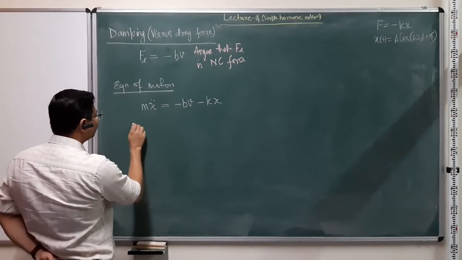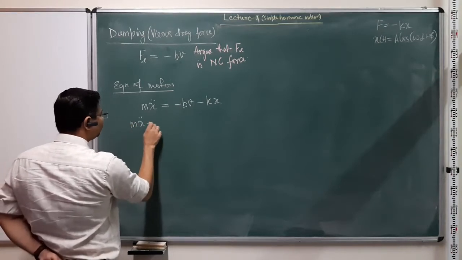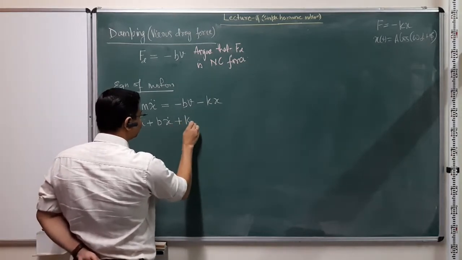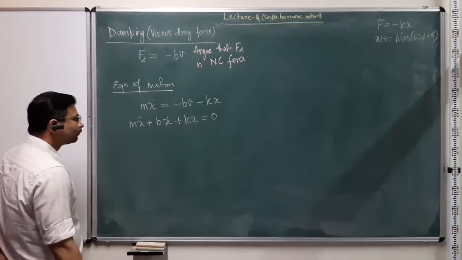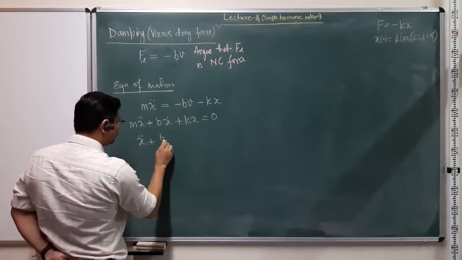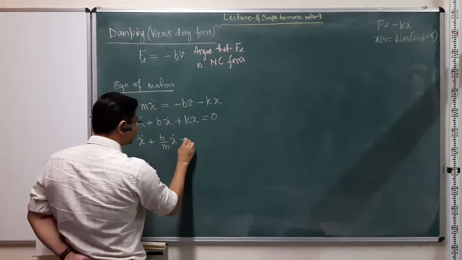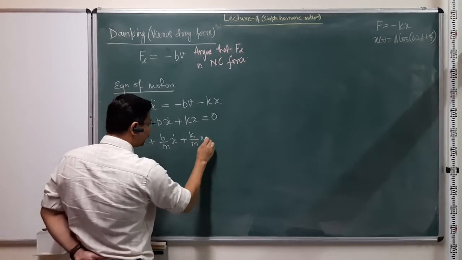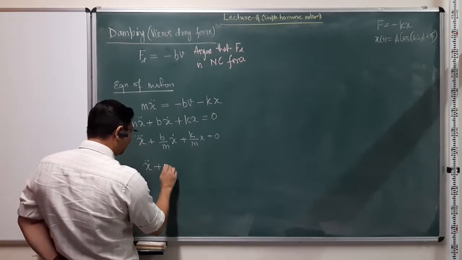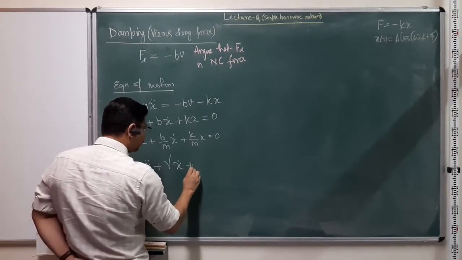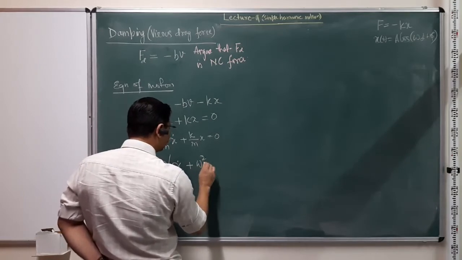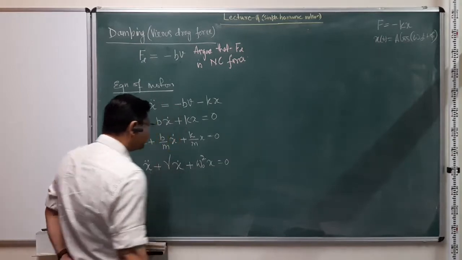Now all we'll do is we'll rearrange this. So x double dot plus b over m, instead of v I'll write x dot, plus k over m x equal to 0, right? A bit more rearrangement to put it into a more familiar form. Now this b over m factor we will call gamma, and k over m, you already know, we write as the natural frequency omega naught square. So x double dot plus gamma x dot plus omega naught square x equal to 0.